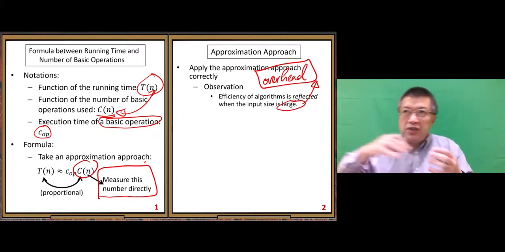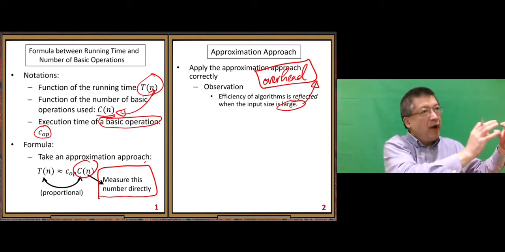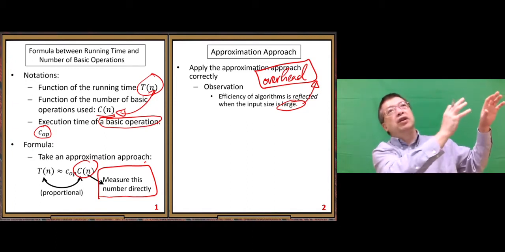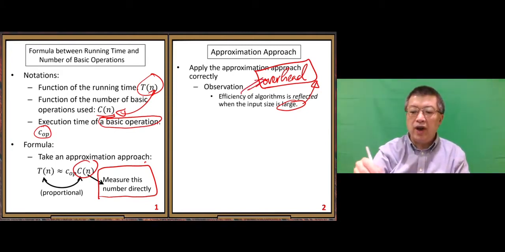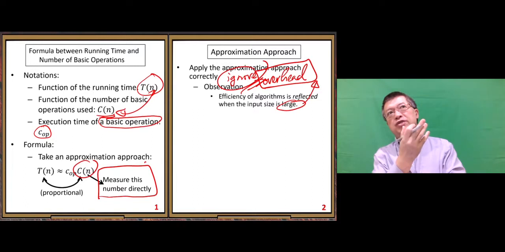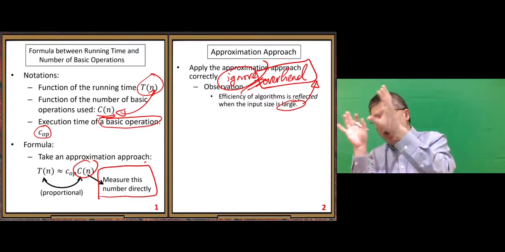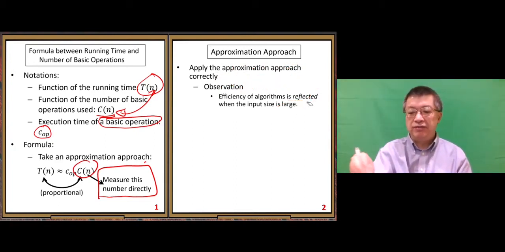But when the input size becomes larger and larger, we spend the same overhead, but that percentage will be smaller and smaller. Finally, it is very small and we just ignore it. When the input size is larger and larger, we will ignore the overhead part, because the percentage is so small that we don't need to look at it. So that's why we should mainly look at the large input case, not the small input case. That's the first observation.